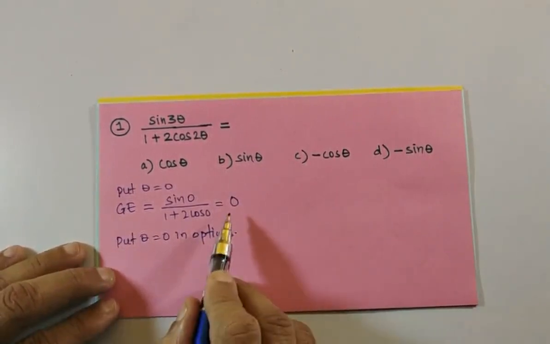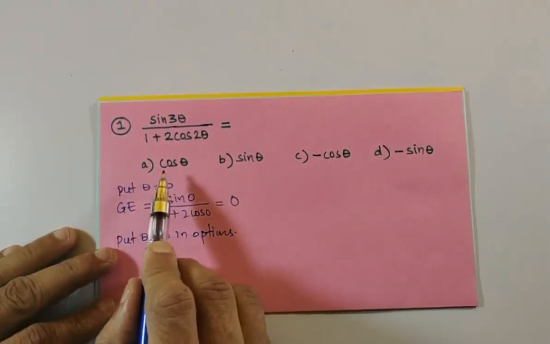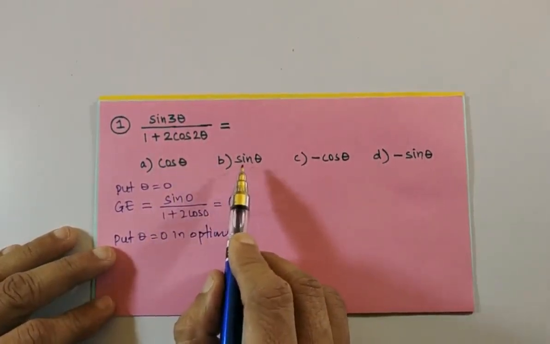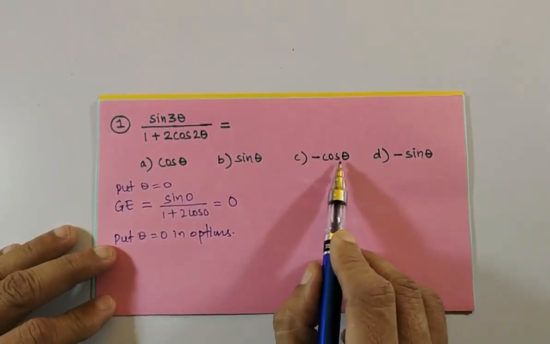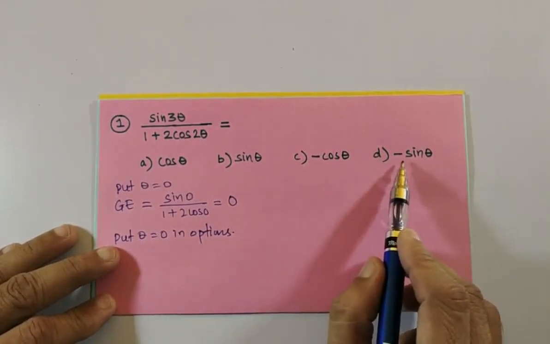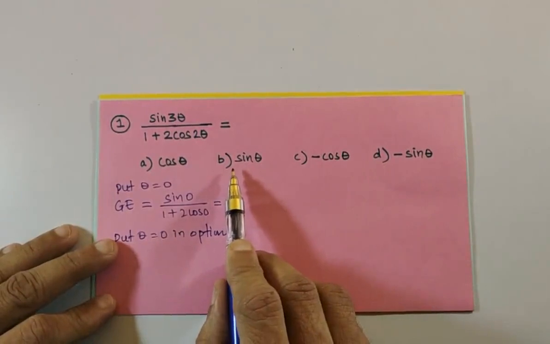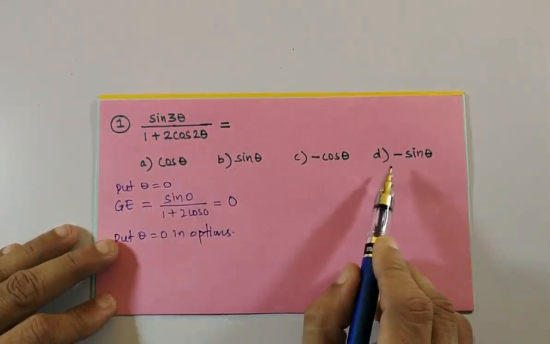So if I put theta equal to 0 in options, cos 0 is 1, so this is not the answer. Sine 0 is 0, this may be the answer. Cos 0 is 1, here it is minus, so this is minus 1, so this will not be the answer. Again this will be 0, minus 0 or plus 0, both are same. So our answer is either B or D. I am not sure whether B or D.